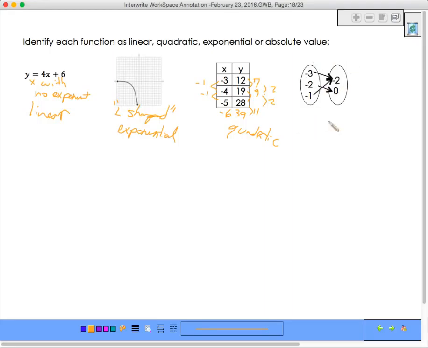Okay. And then here, I'm just going to set up an XY table. Negative 3 goes to negative 2. Negative 2 goes to 0. And negative 1 goes to negative 2. Okay, so it looks like it's either quadratic or absolute value because I can see a vertex that repeats on the other side. So now it's up to see if it's consistent or if I have to go to the second differences. So here, it's changing by 1. But over here, that's changing by 2. And that's changing by 2. So it's consistent. So this is absolute value.